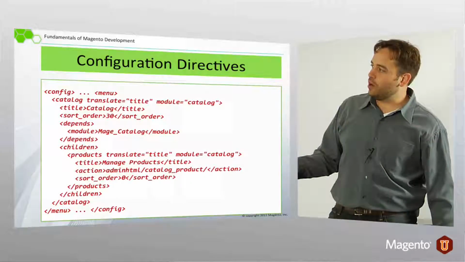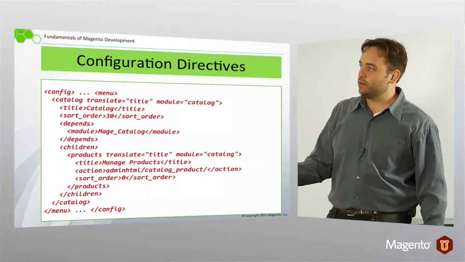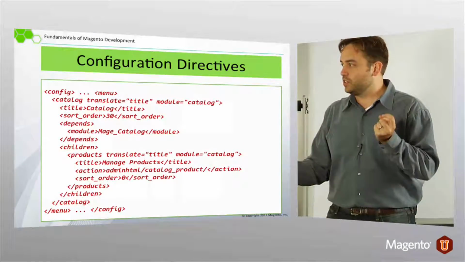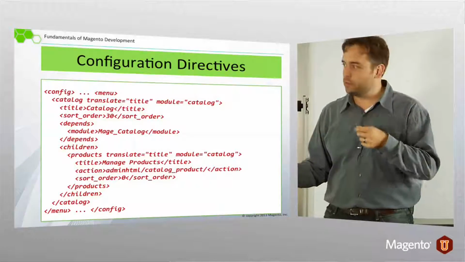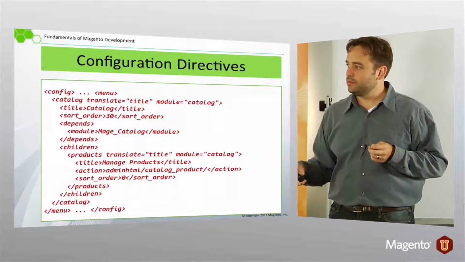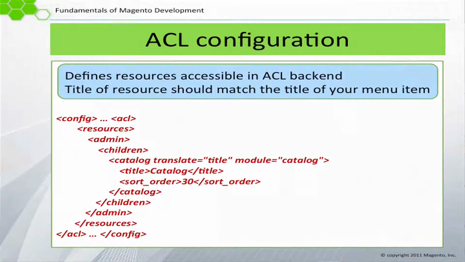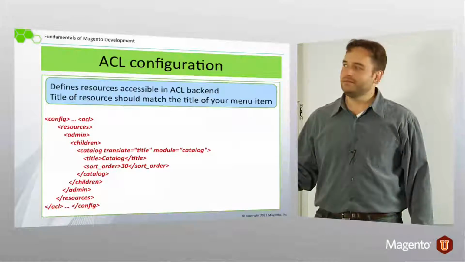So what happens here in this child node is, well, we're declaring a title, and we're calling this action. We're saying this is the link that this title should go to. So in this case, Adminhtml catalog product. Okay, make sense? So, okay, along with menu, under config, we have ACL. And ACL, resources, admin. So this will always be the beginning of an ACL declaration. So children, catalog. That's the connection.